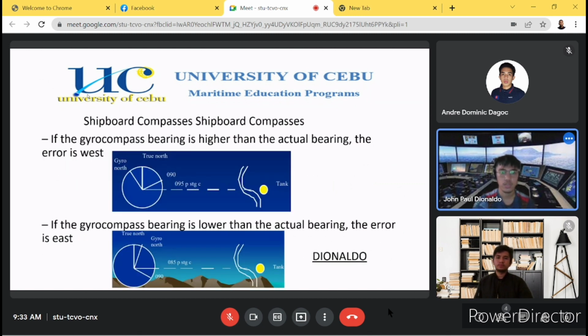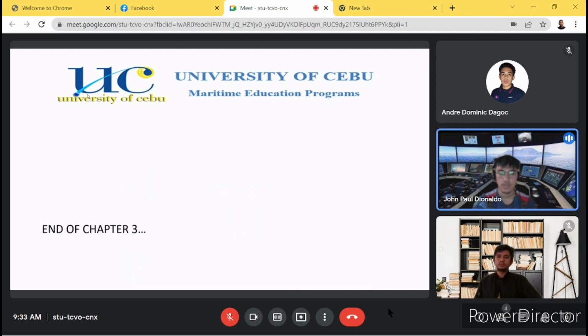And next, we have shipboard compasses. If the gyro compass heading is higher than the actual bearing, the error is west. So we have here the illustration for that. Next, if the gyro compass bearing is lower than the actual bearing, the error is east. And that is the end of chapter 3.